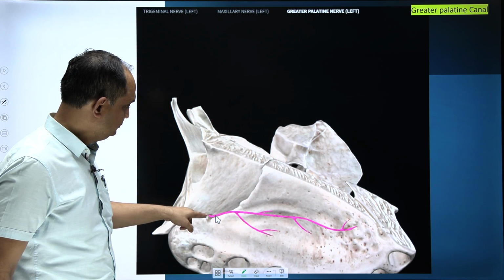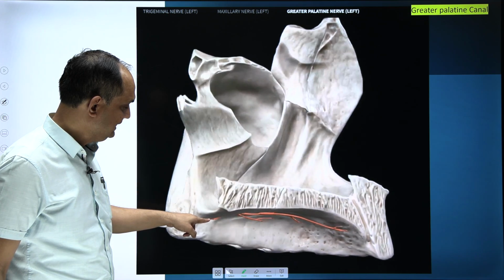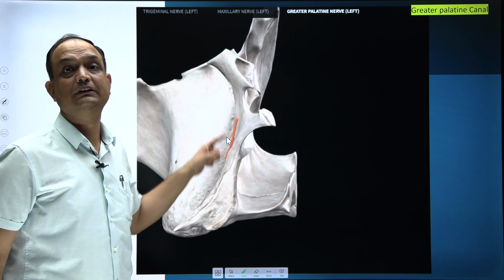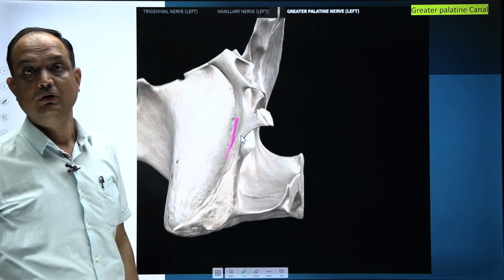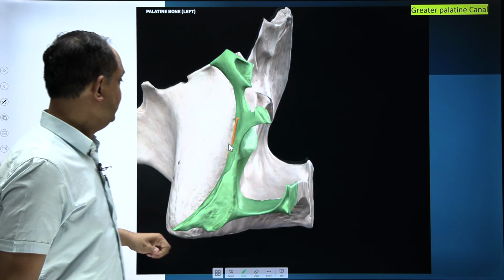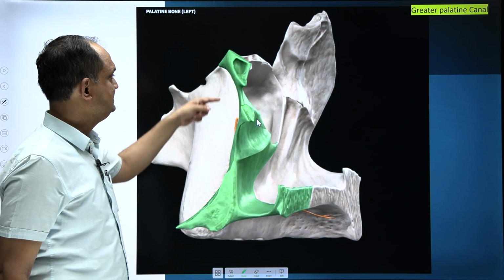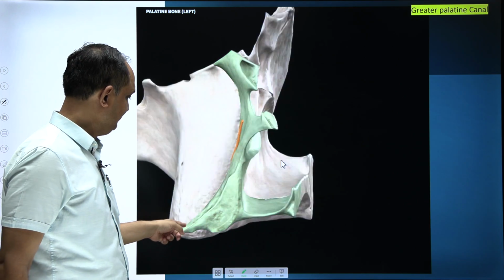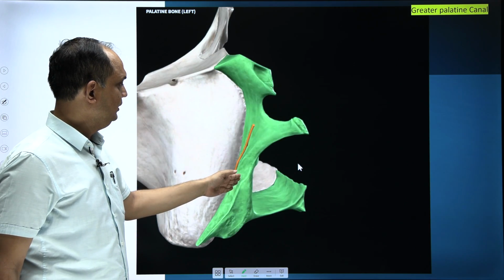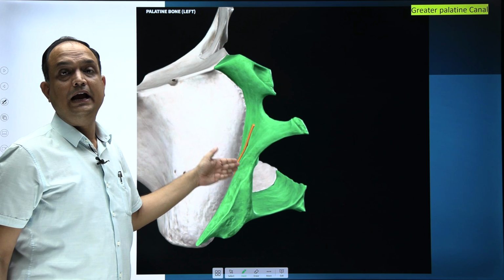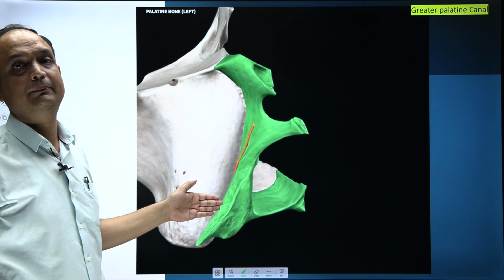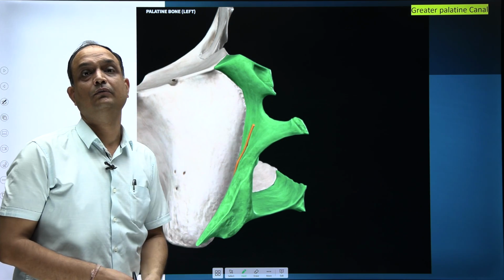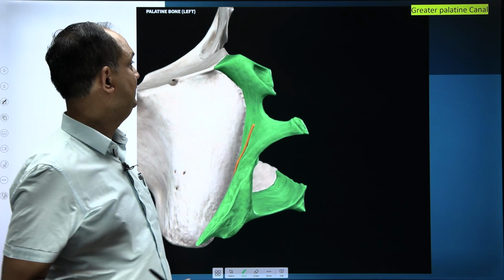Now these 2 join together to form the canal, and this canal gives an opening known as the greater palatine foramen, for passage of the greater palatine nerve. Along with that, you will have the artery. So this is the important thing to understand: this is the perpendicular plate, this is the horizontal plate, this is the pyramidal process. This perpendicular plate articulates with the maxilla, and once it articulates with the maxilla, the groove converts into the canal, and that canal will give passage to the greater palatine nerve.